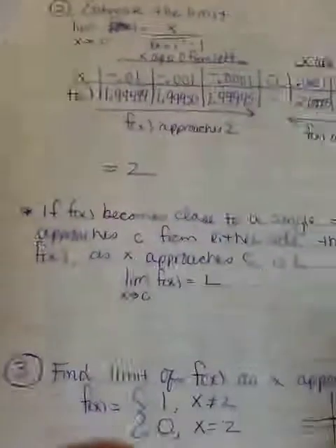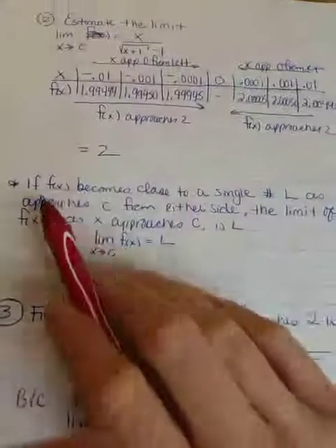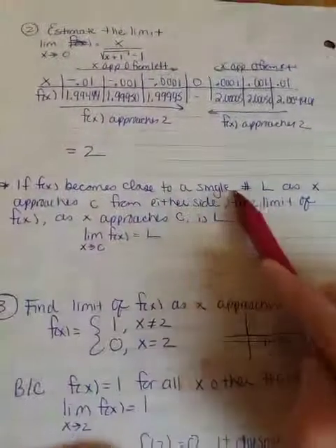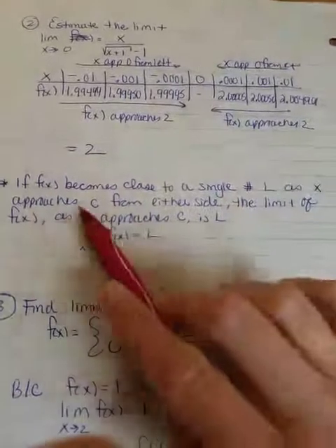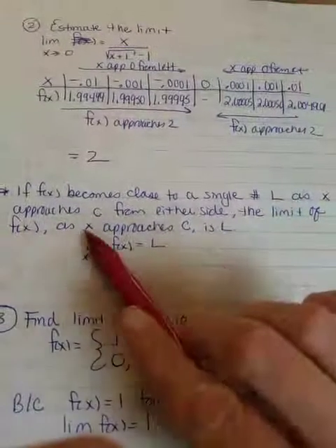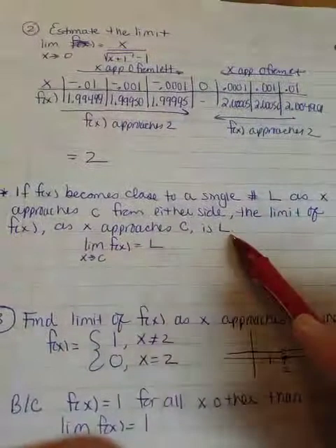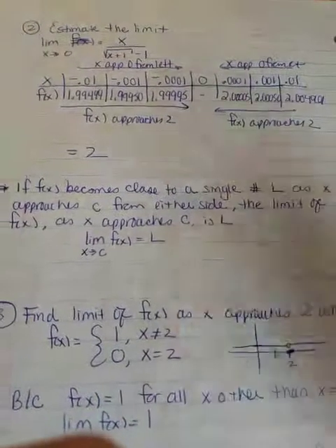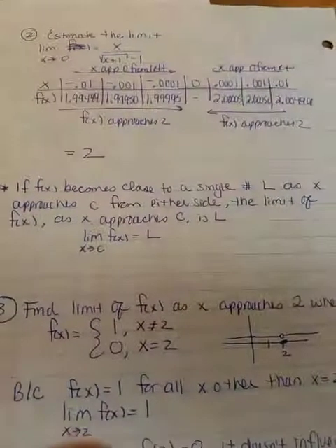So I actually feel like I covered a lot in what we just talked about. I'd like to give you the formal definition here really quick. If f of x becomes close to a single number L as x approaches c from either side, the limit of f of x as x approaches c is L. So capital L, in this case, is that limit value.